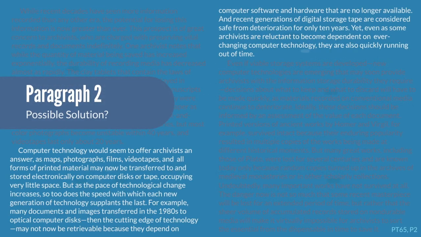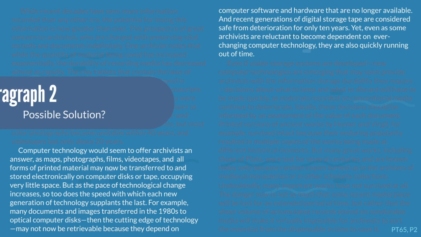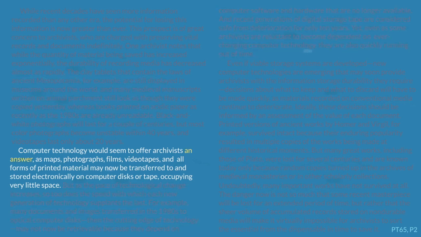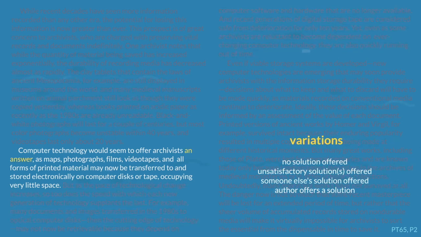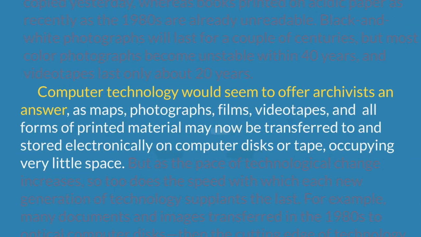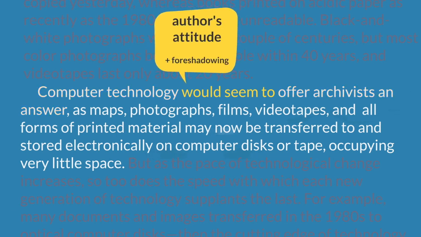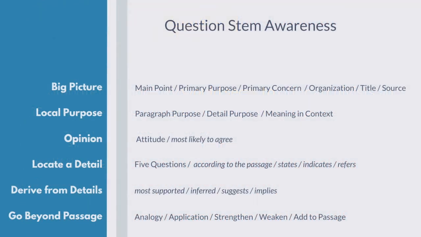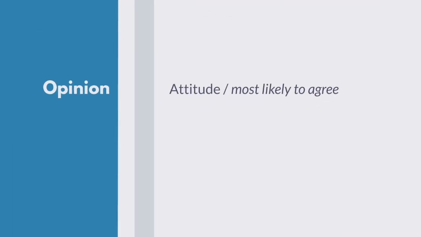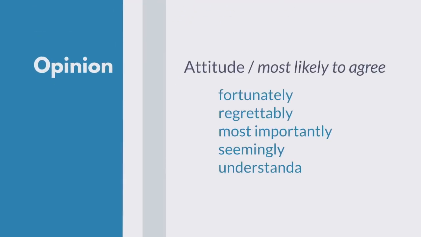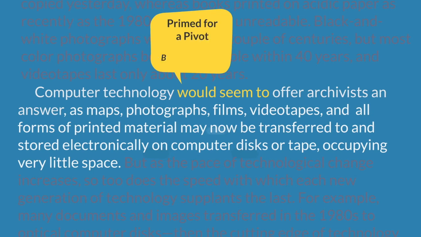So as we head into this second paragraph, we are thinking, will we get a solution? The very first sentence is definitely advertising, hey, I got an answer right here. So there's definitely a solution in this passage considered. Does our author like it? Well, she says it would seem to offer an answer, and that's some heavy attitude foreshadowing. When we do opinion questions where they ask us, what would the author be most likely to agree with? The correct answer usually leans on little adverbs or attitudinal giveaways, like, it would seem to offer an answer.